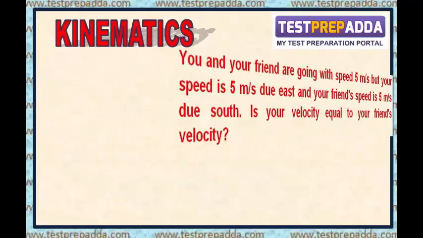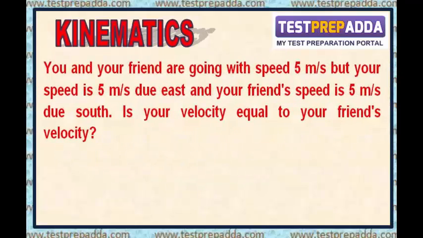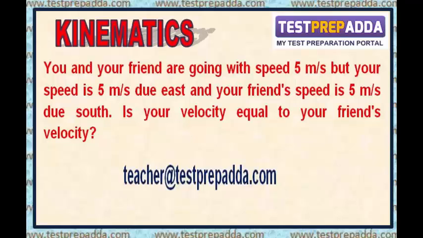Now another statement. You and your friend are going with speed of 5 meter per second, but your speed is 5 meter per second due east, and your friend's speed is 5 meter per second due south. Is your velocity equal to your friend's velocity? Now again, mail me your comments at teacher@testprepadda.com.